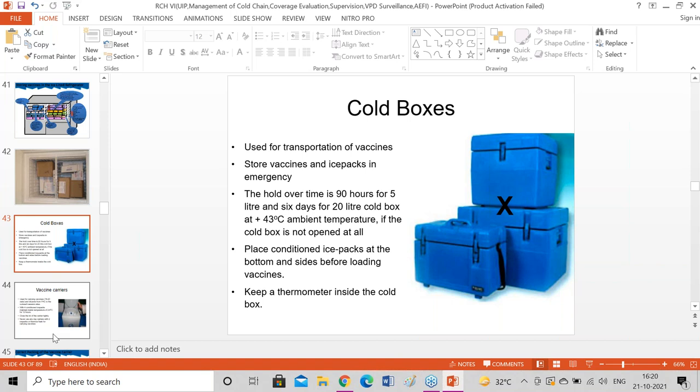Place conditioned ice packs at the bottom and sides before loading the vaccines. We place ice packs and then we load the vaccine. Keep a thermometer inside the cold box.